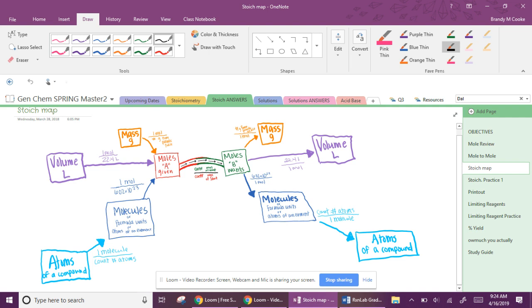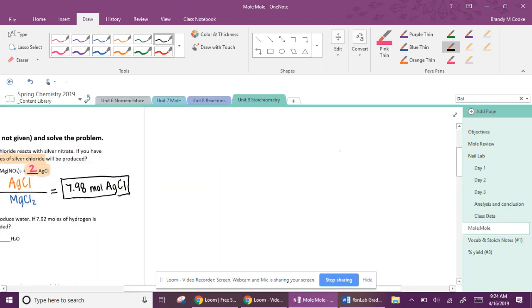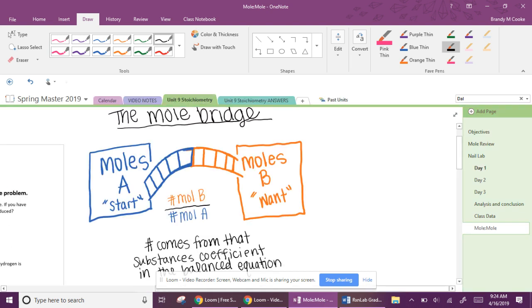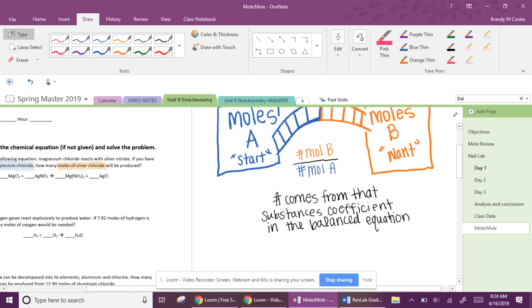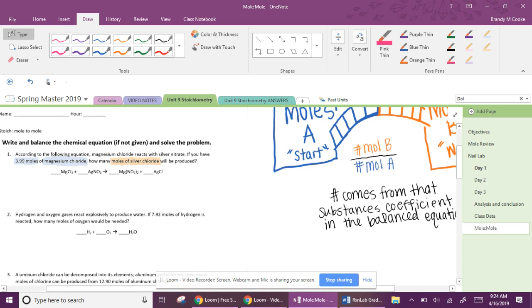So this is kind of the big picture, but we're going to focus just on that center there of the mole map. We're going to focus on just, I clicked on the wrong notebook, on just this mole bridge. And let's do a problem together. So you'll notice that on this page, again, this is all moles. This is only the middle of the map.